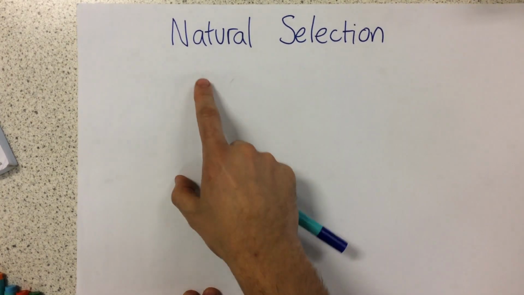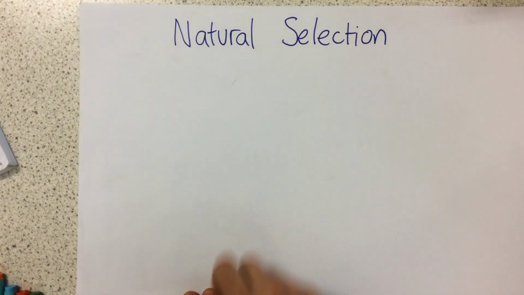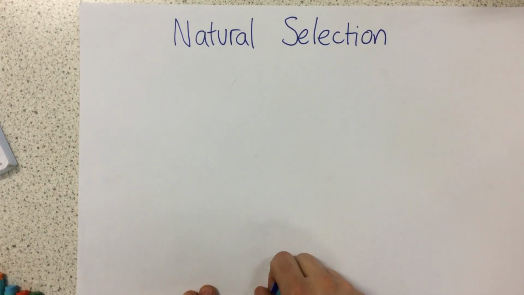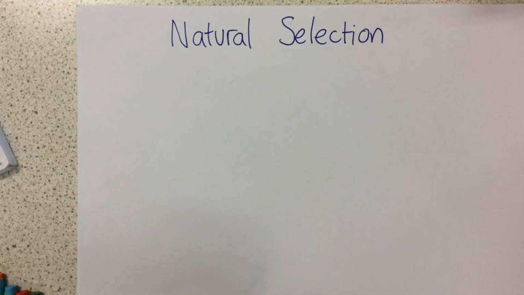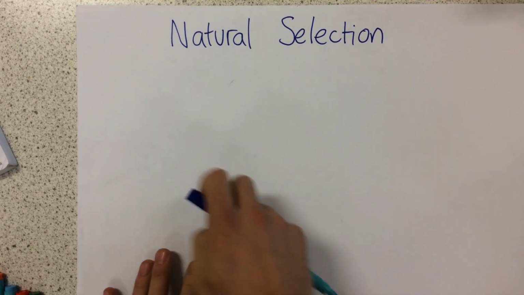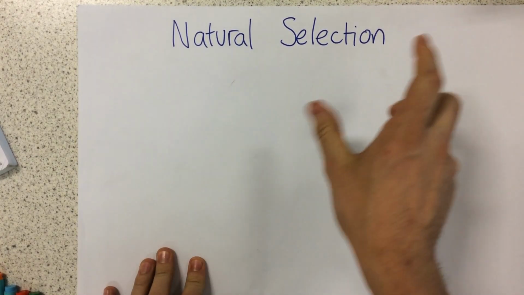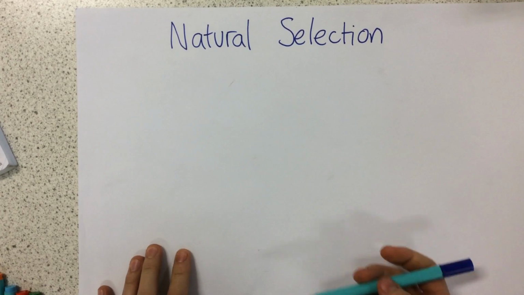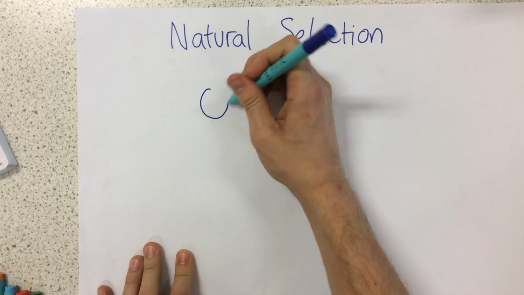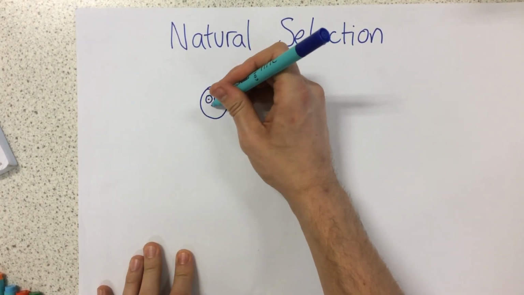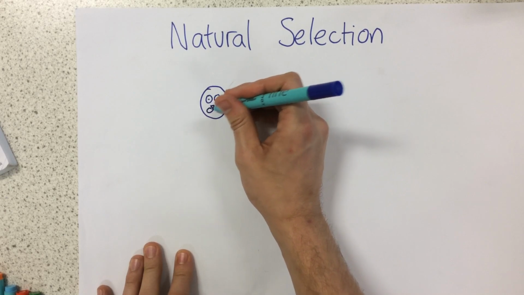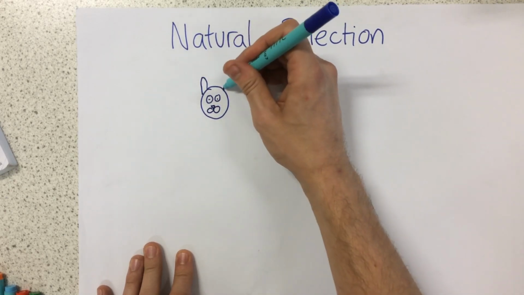Okay, today I'm going to talk to you about natural selection. Natural selection is basically the driving force behind evolution. So it's how species change over millions of years to become new species. So the first stage is the idea that we have different organisms born that have variation.